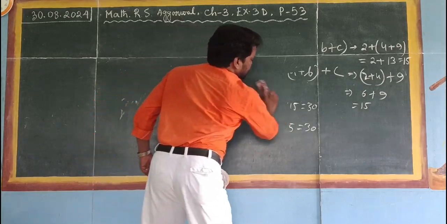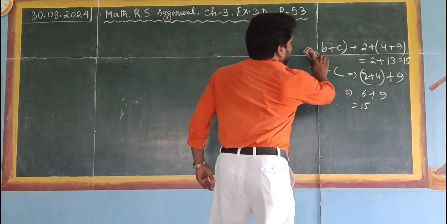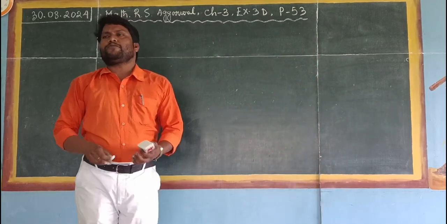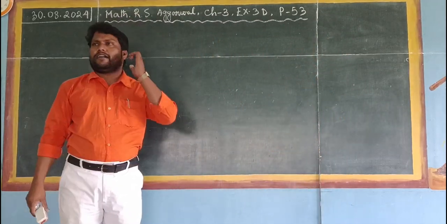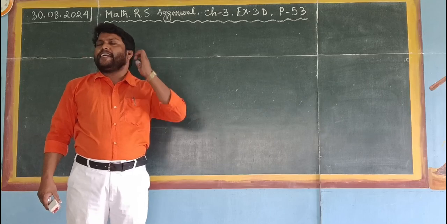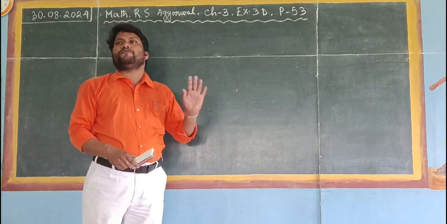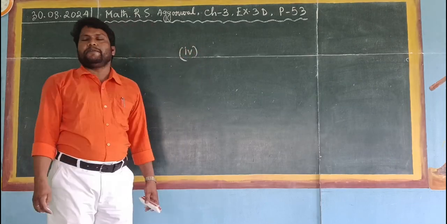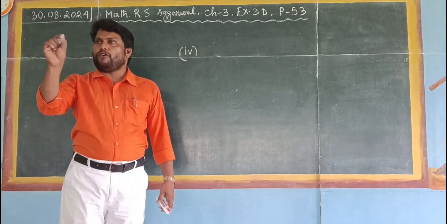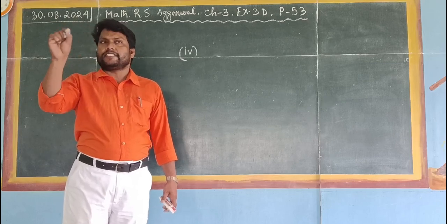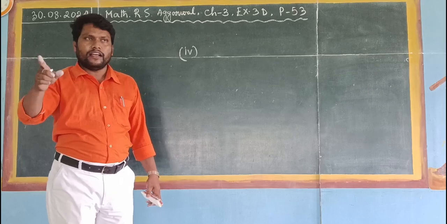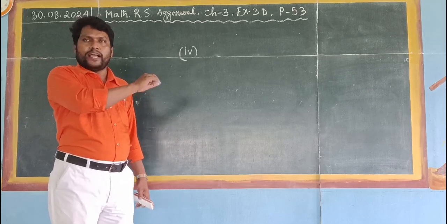Distributive property, that is much more important than the three properties. Because in the problems that will come in your examination paper or any other competitive examination, this property will be given. Number 4, distributive property of multiplication over addition, distributive property of multiplication over subtraction. Okay, I am giving two examples.